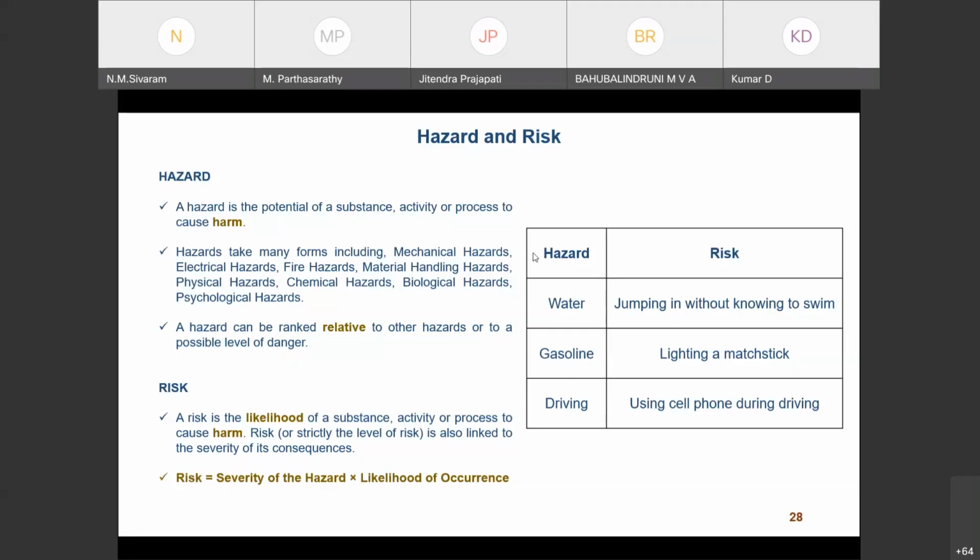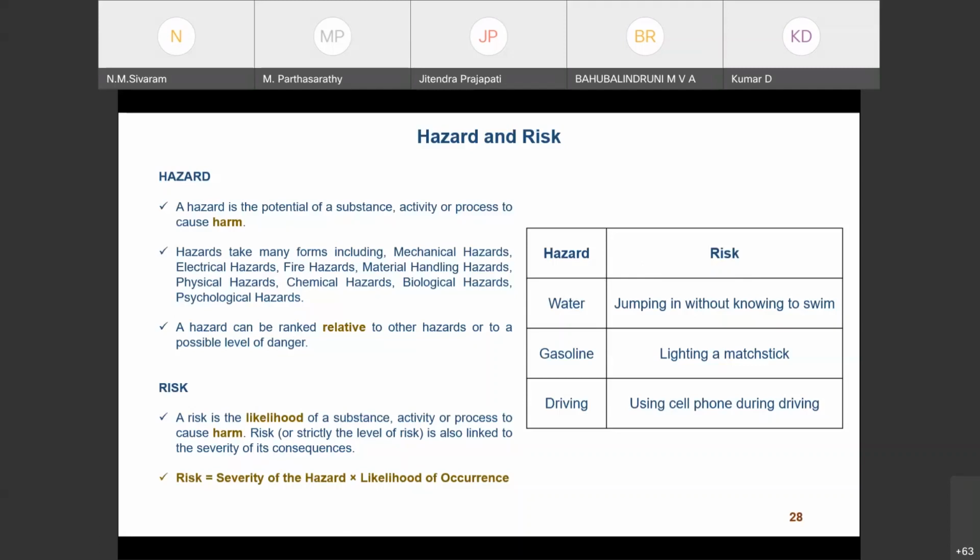An example of how hazard and risk differ: water is a hazard, it is present everywhere, it can drown you, but unless you jump into the water, you are not at risk. When you jump into water without knowing how to swim, then it becomes a risk. So hazard is present everywhere. It is how you make it a risk. That is how you have to deal with industrial safety.